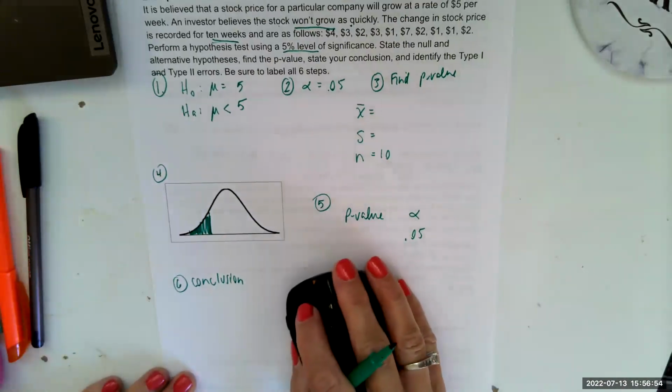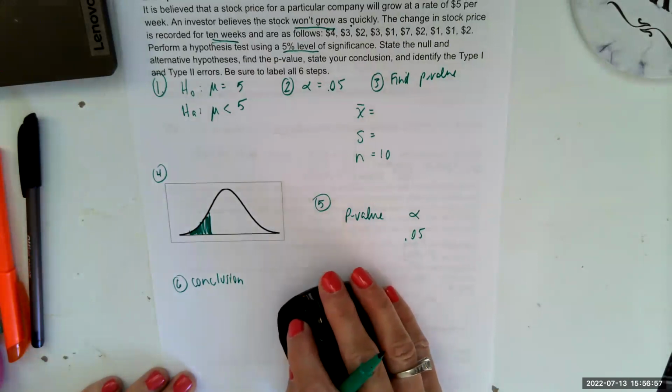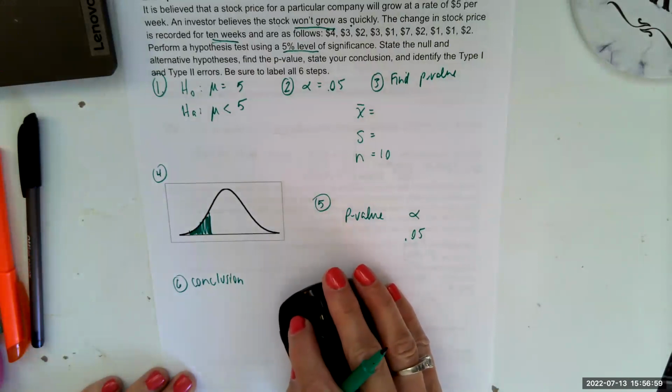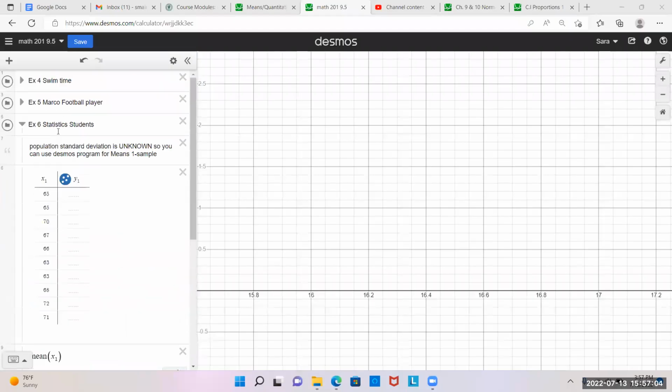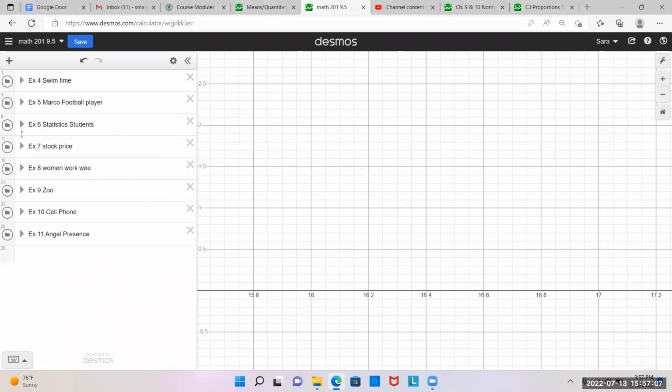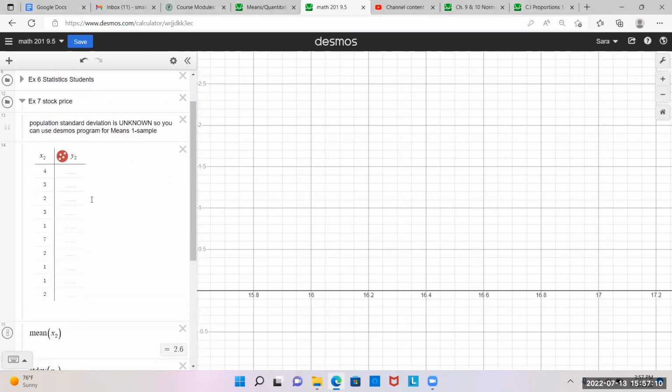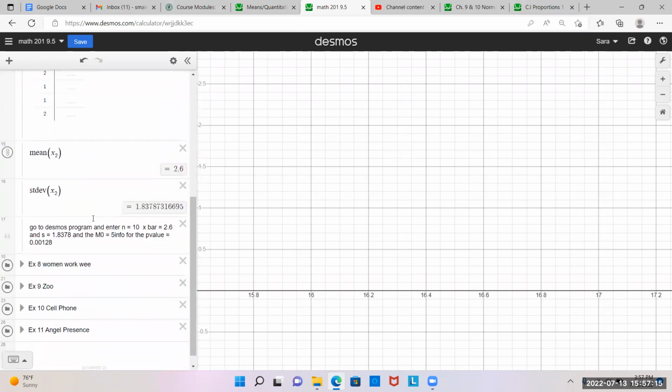Okay, so let's take all of this information to Desmos so you can see how we will complete this. So this is example 7. I entered the data, and because the standard deviation is unknown, we can use our Desmos program. I found the sample mean is 2.6. The sample standard deviation is 1.8379 rounded. And I wrote down here for you everything that I entered.